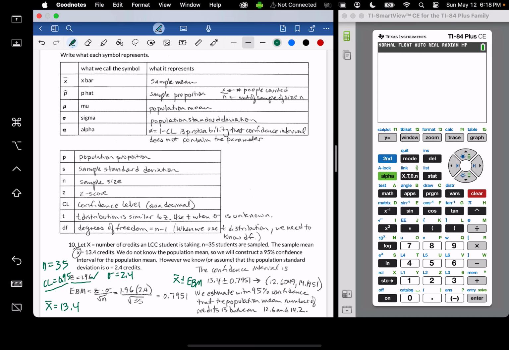So we're 95% confident that the population mean number of credits that a student is taking is between 12.6 and 14.2. And again, don't get hung up on the fact that these are decimals. I know that you can only take 12 credits or 13 credits, but our interval can have decimals in it, no problem.